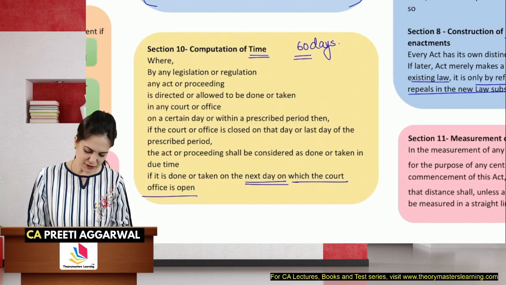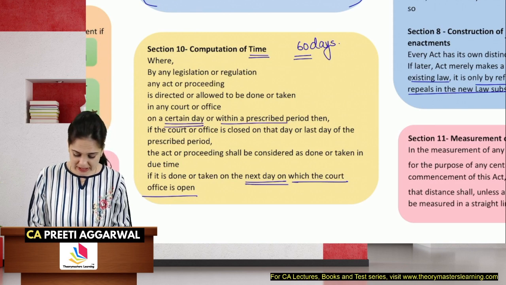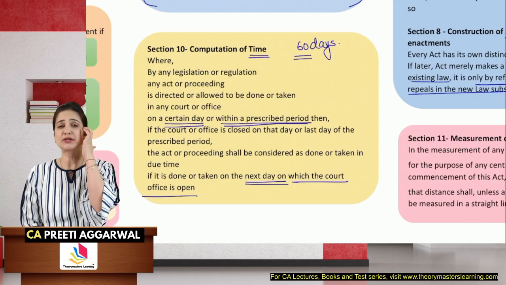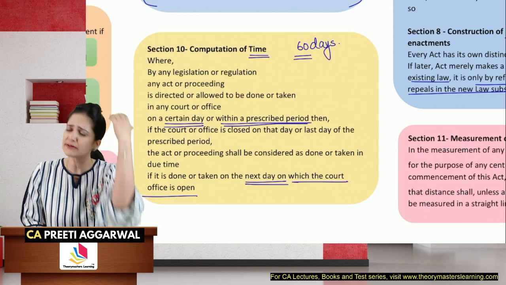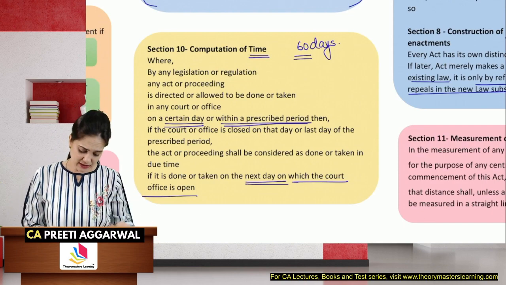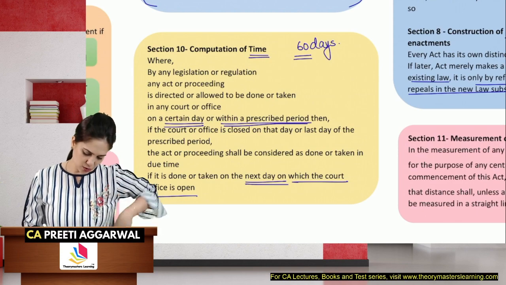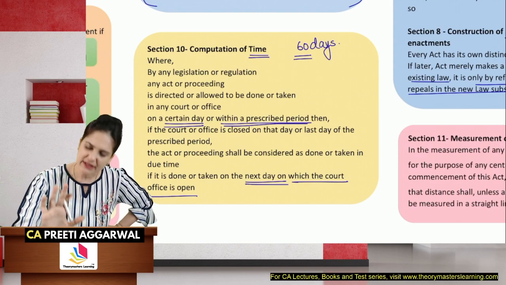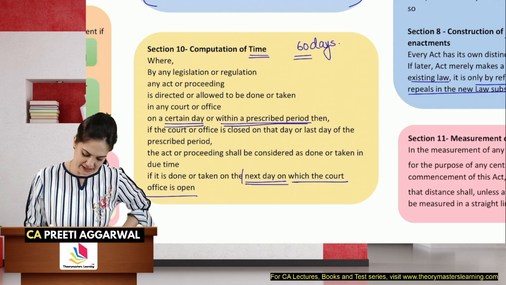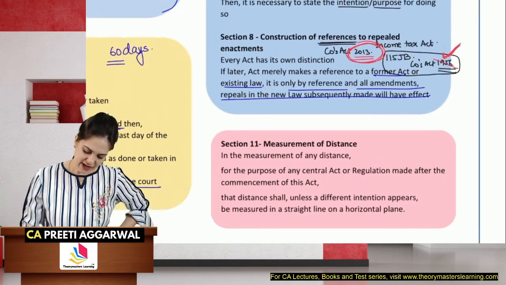So whereby any legislation or regulation, the act is allowing an action to be taken in the court or office on a certain day or within a prescribed time period. So I can take action, let's say on 15th of October, but unfortunately on 15th of October it is a holiday or it was declared as a holiday. Then the office is closed, or on the last day of the prescribed period it is closed. The act will be done properly even if it is performed on the next day on which the courts are open. All right. Then we have measurement of distance.